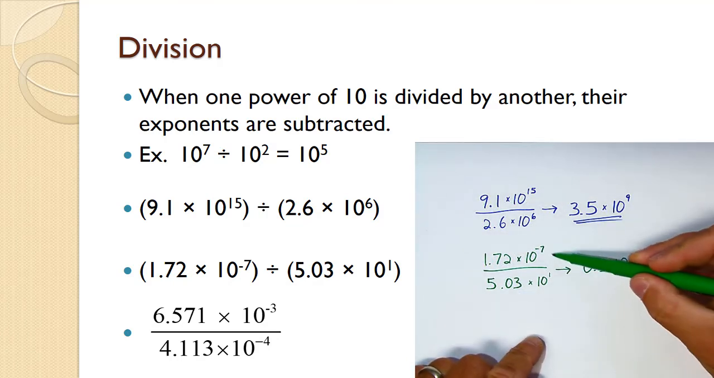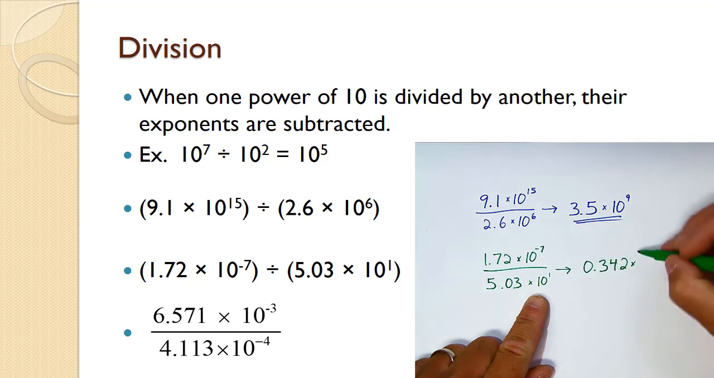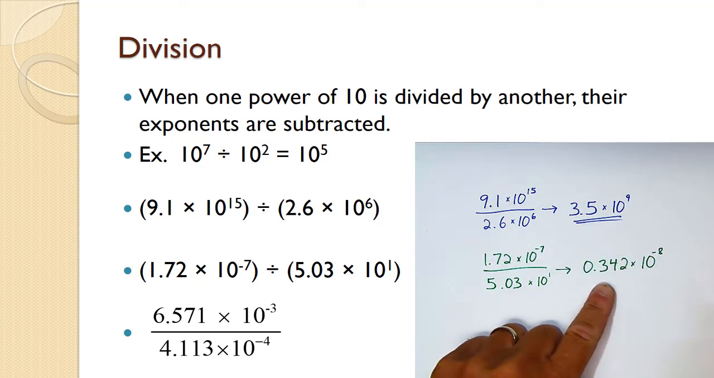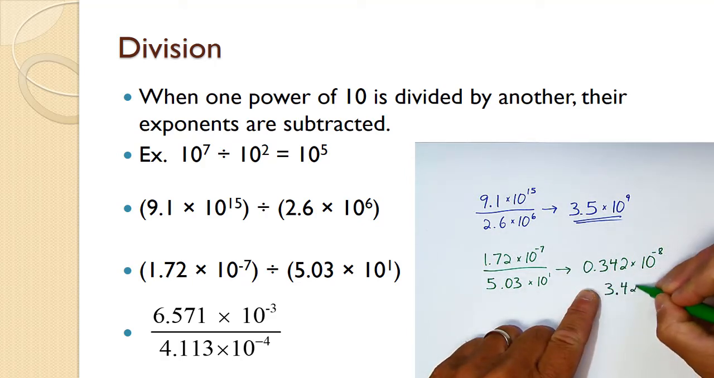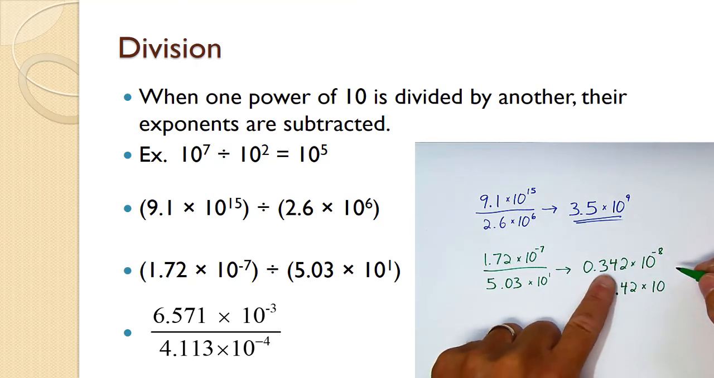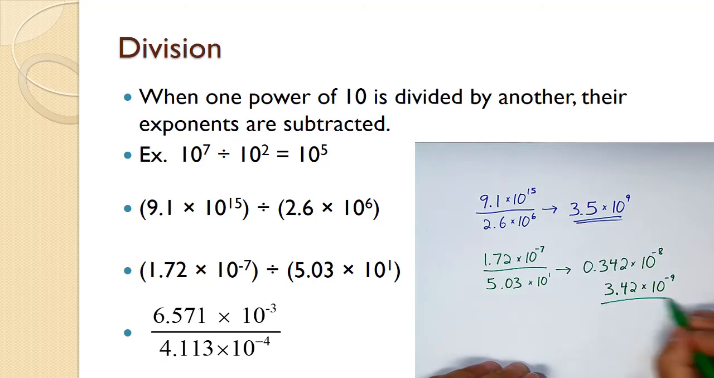10 to the negative 7th divided by 10 to the 1st. Subtract those exponents. That's going to be 10 to the negative 8. Now our coefficient's a little bit too small here. We better make that a little bigger and call it 3.42 so that we're between 1 and 10. And if we're having to make our coefficient bigger, our exponent's going to have to get smaller. That's going to drop down to 10 to the negative 9th, and we're done.